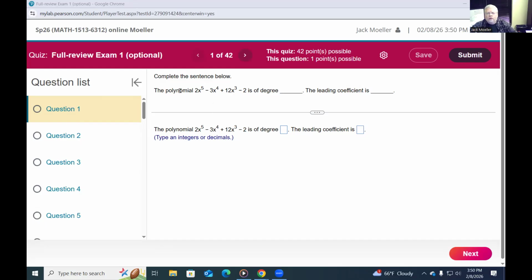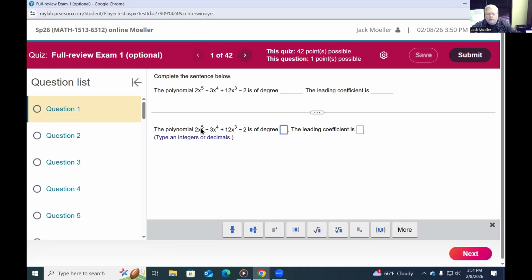So for this one, this is how I like to start. The test is in the order that we covered the material, and I always like to start my test with a warm-up question. This is a perfect warm-up question for me: the polynomial 2x to the fifth and all that is of degree blank, and the leading coefficient is blank. Hopefully by now you're comfortable with the fact that the degree is 5 because that's the largest exponent.